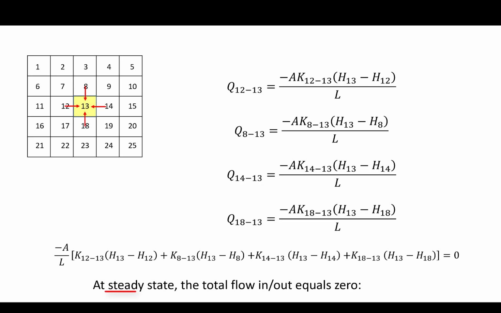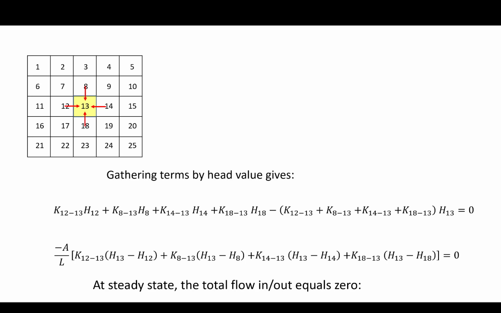Because flow is steady state in this model, we can say that the sum of all of the flows into cell 13 must be 0. There's no change in storage with time. Then we can gather all of those terms and reformulate them so that they're all a multiplier of k values multiplied by h values.